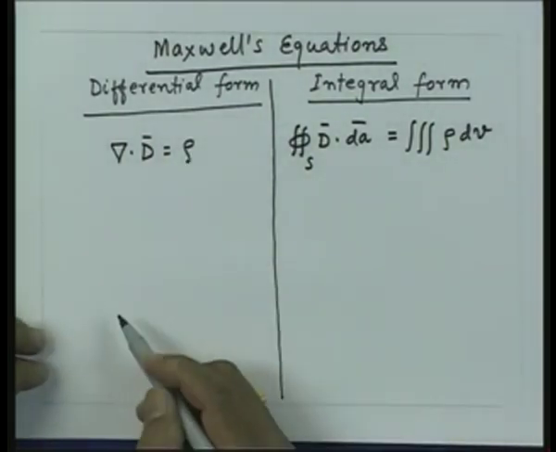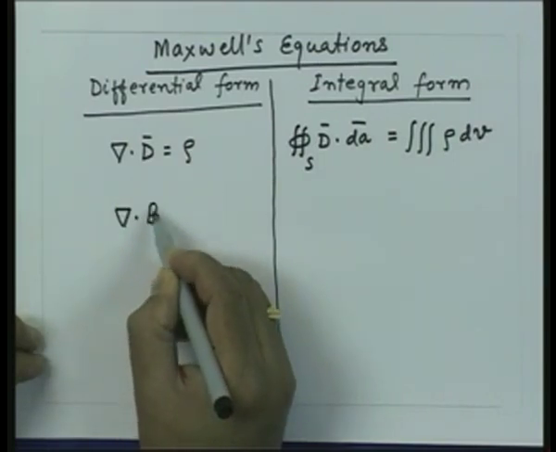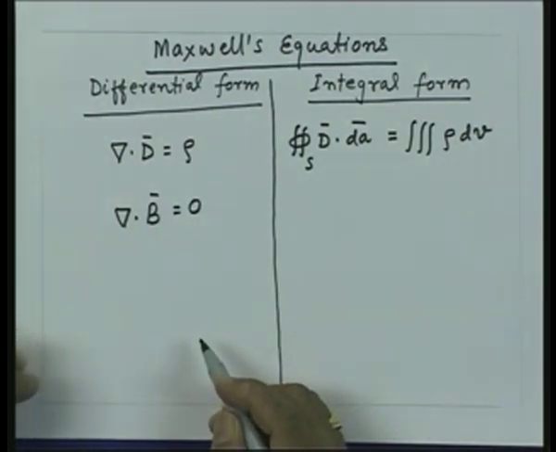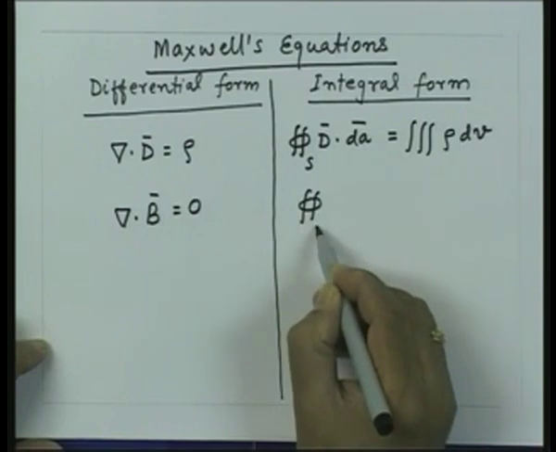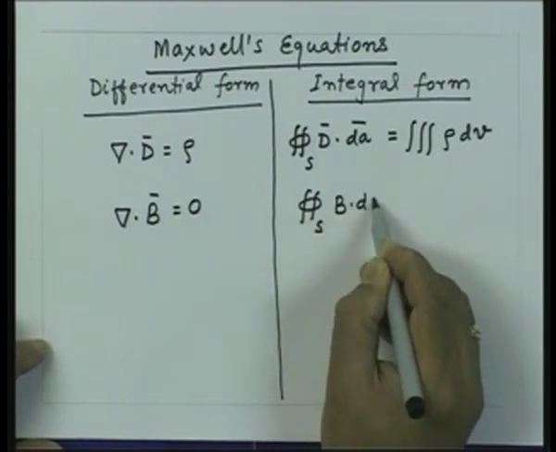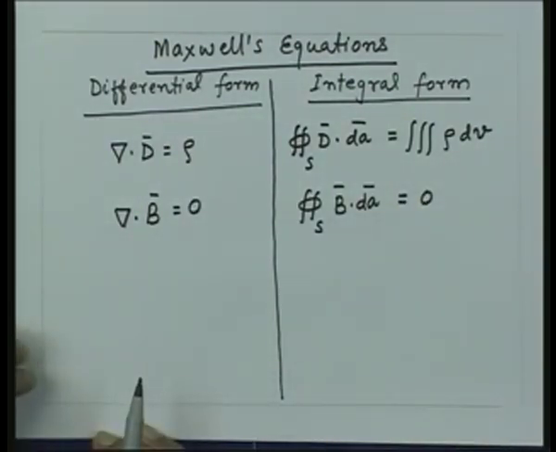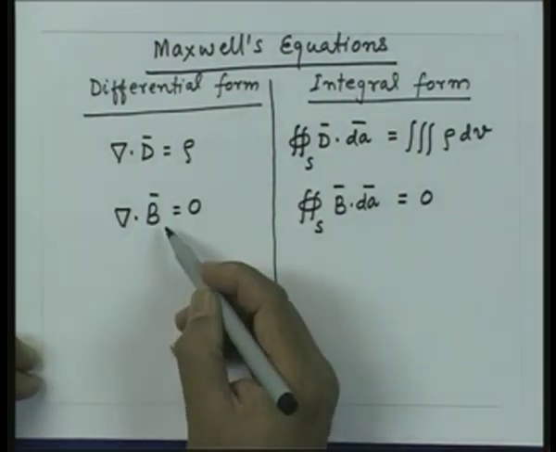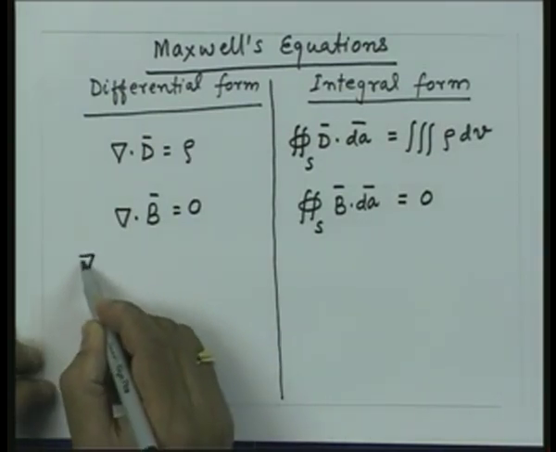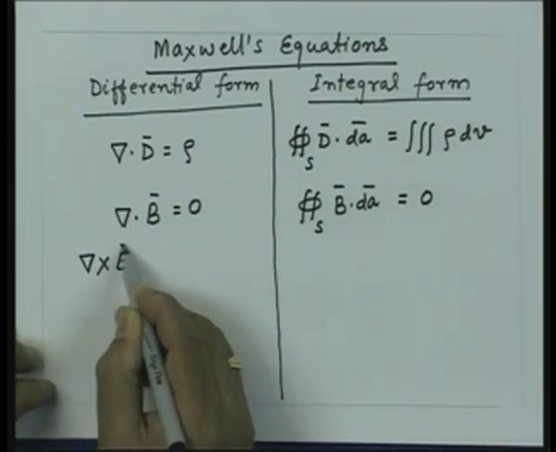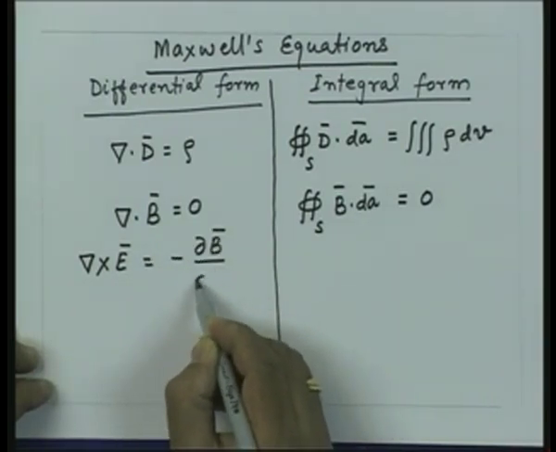The second equation, applied to magnetic charges, gives del dot B equals 0, and in integral form, the integral of B dot dA equals 0. The third equation, Faraday's law of electromagnetic induction, gives del cross E equals minus dB by dt.